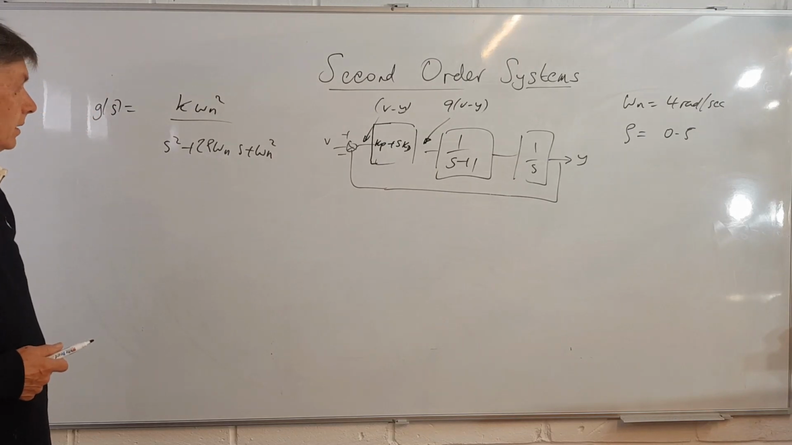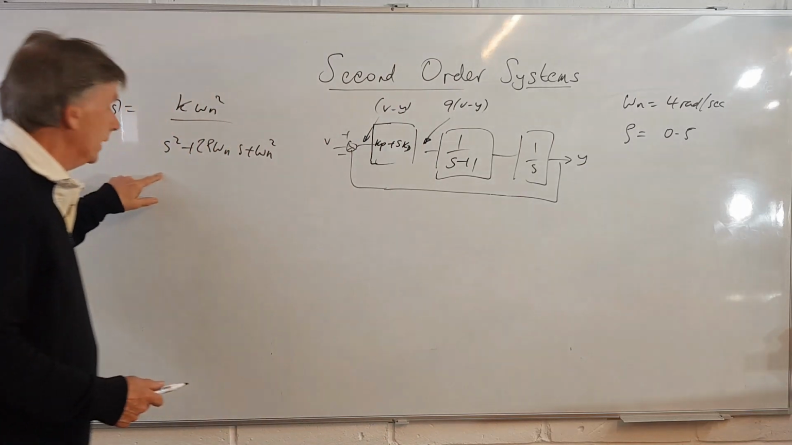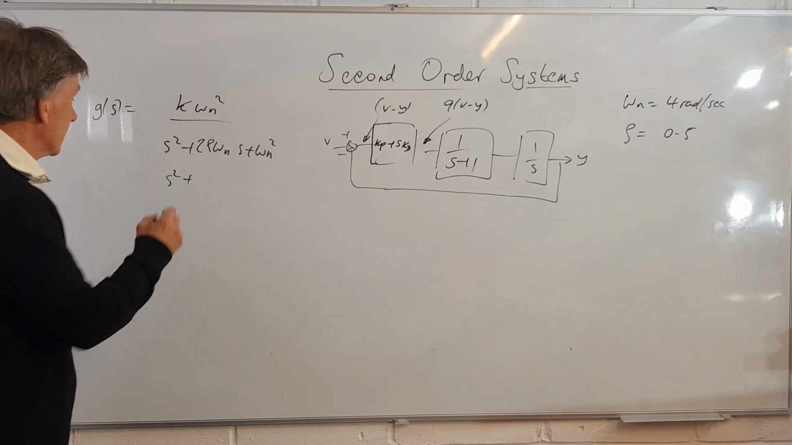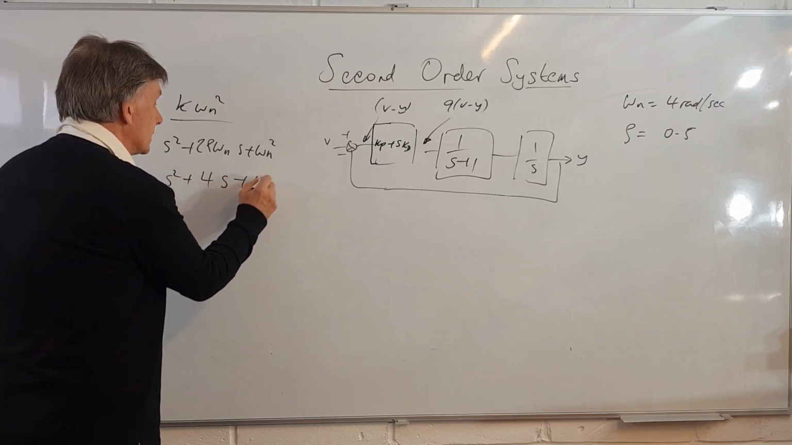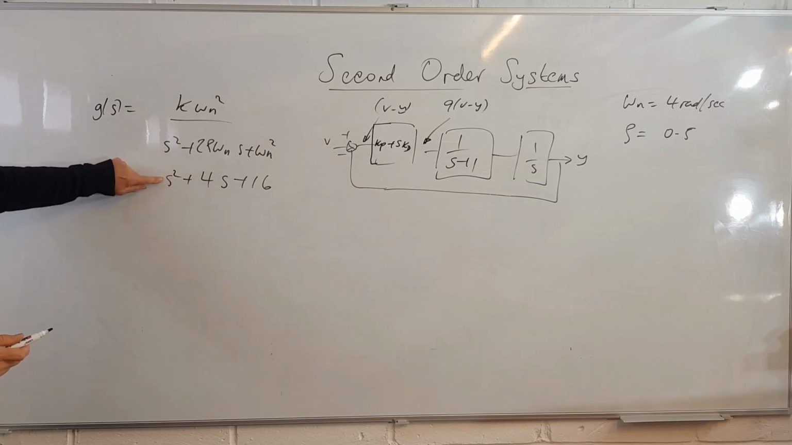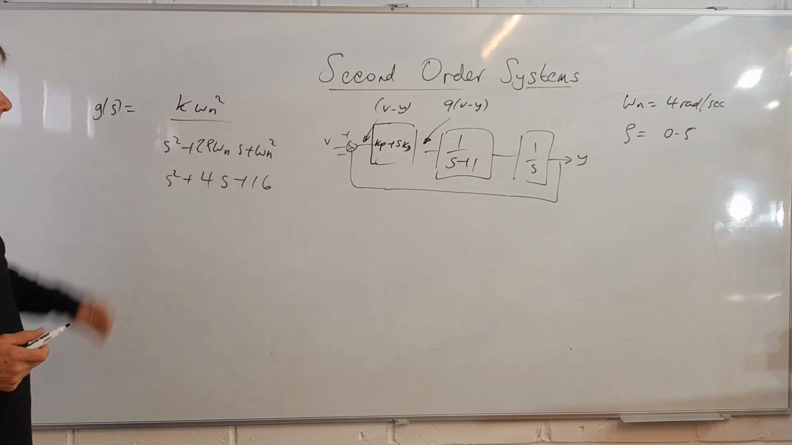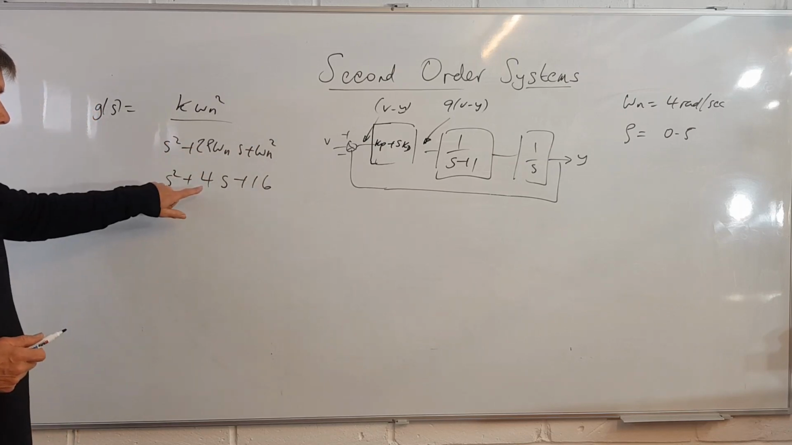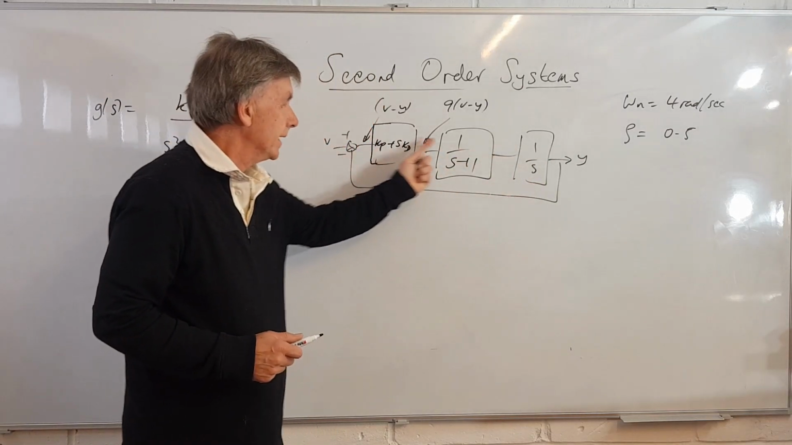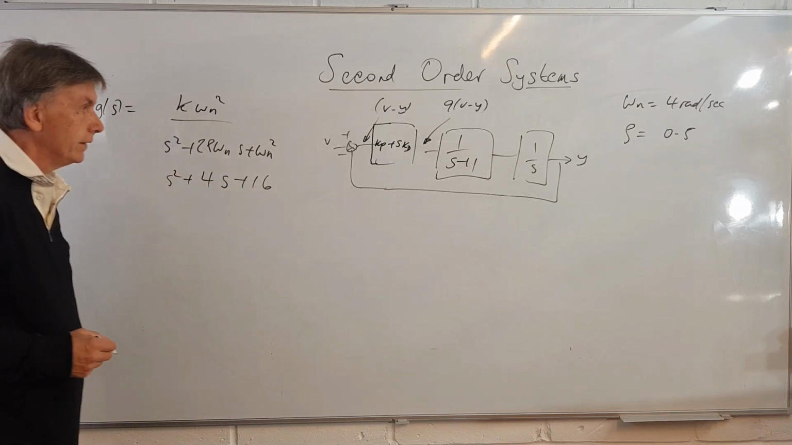So one of the things we do in this calculation is we put these numbers into this expression here. So we're going to get s squared plus 2 times zeta, which is 1, that's going to be 4s, plus 16. So this is our desired second order system response, because if we had this one, then omega n would be 4 and the damping ratio would be 0.5. So we need to choose Kp and Kd, because when we simplify this block diagram, the natural frequency is 4 and the damping ratio is 0.5.